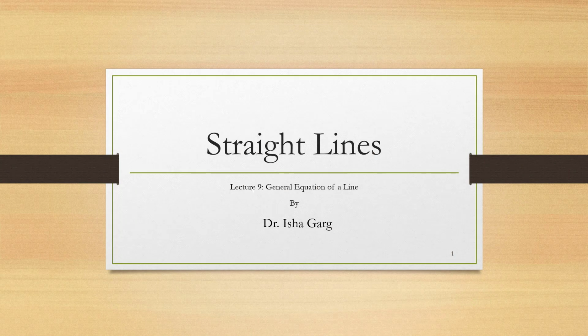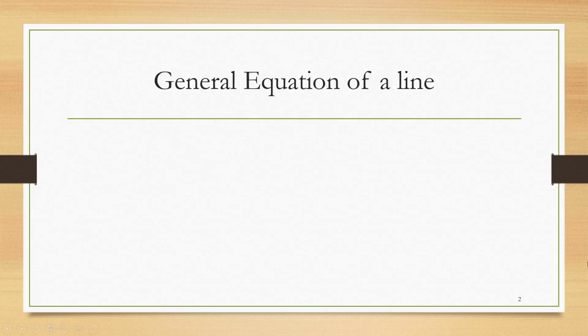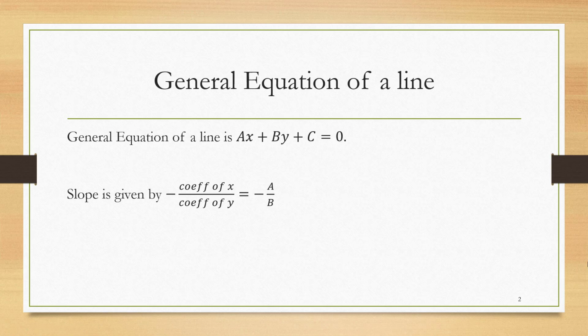We have seen that if we are given either one point and slope, or two points, or intercepts and slopes, or two intercepts, or normal form, then how we can find the equation of a line. In this lecture we will see that if we are given a general equation of a line, how we can find slope, intercepts and p, omega as discussed in the previous lectures. So let's start with the first thing, how to find slope.